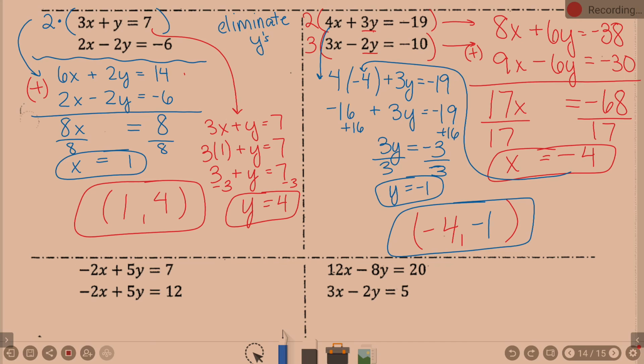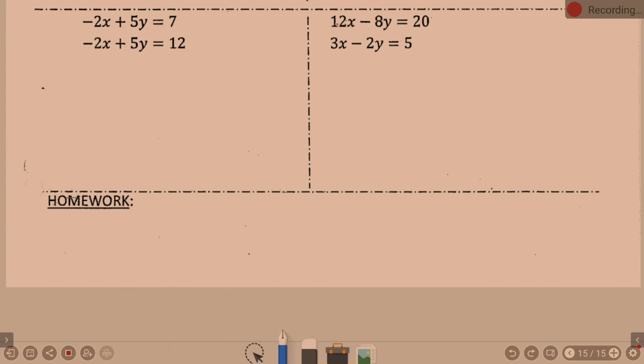Now, the bottom two are kind of special cases, but I need to take you through them to show them to you real quick. They won't take as long as these others, I don't think. What do you notice about this next example? Negative 2x plus 5y equals 7, negative 2x plus 5y equals 12.